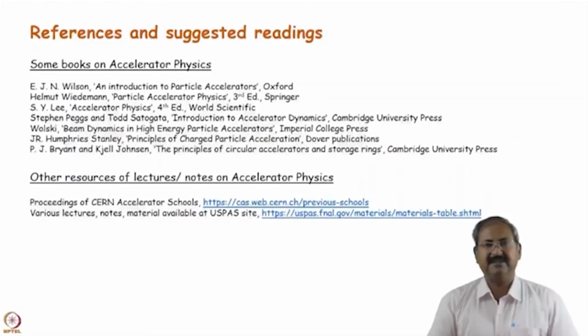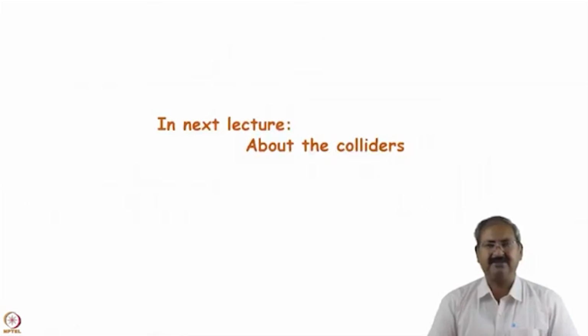So we have covered a little bit about what kind of proton machine we should have for the spallation neutron source, and what the differences are if we compare it with the electron machine. Now in the next lecture we will talk about another class of accelerator known as colliders.